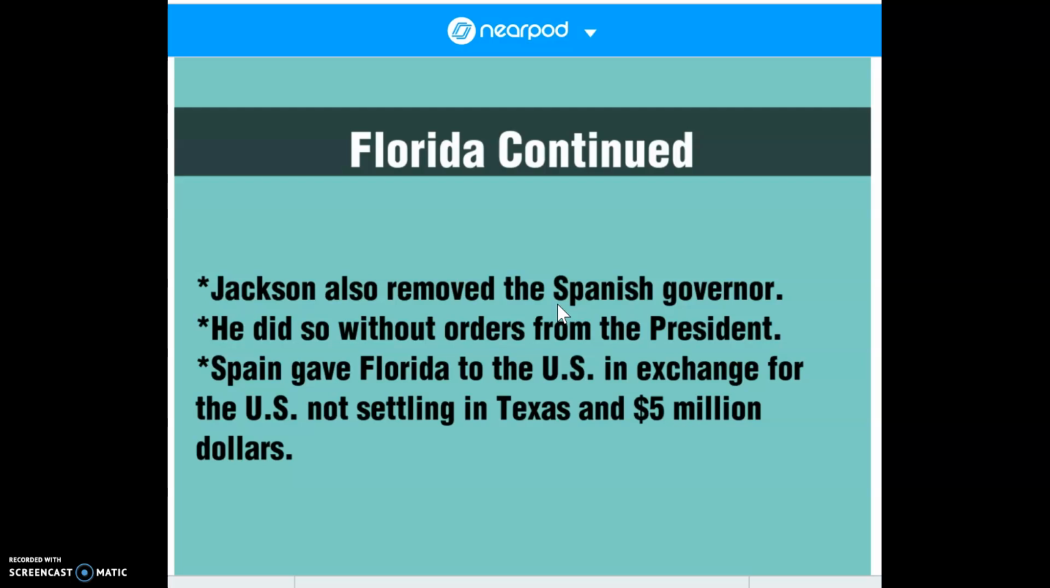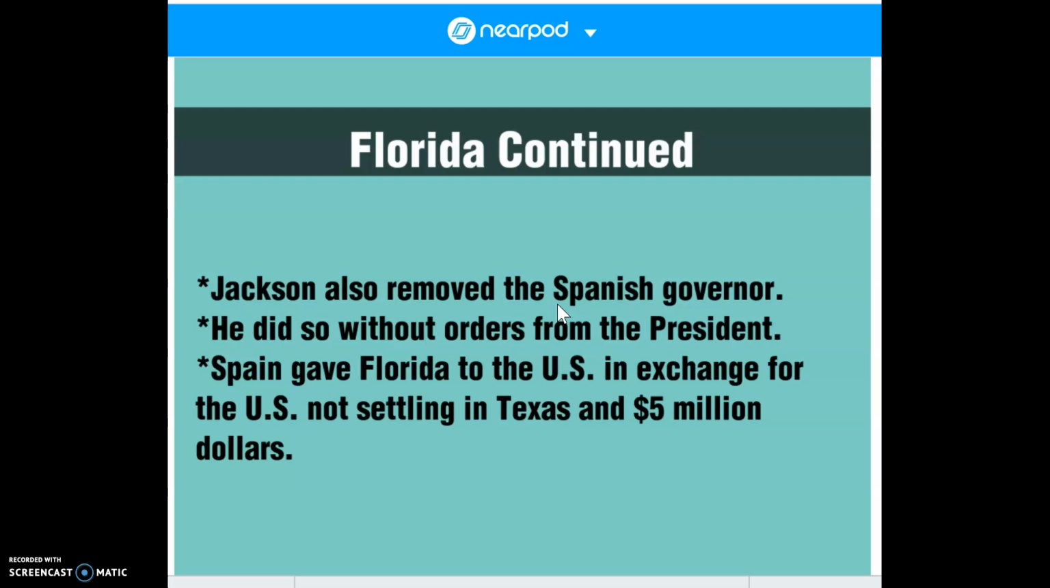Because he did so without orders from President Monroe, this is kind of a problem. He's kind of taking liberties that he didn't have to take. So Spain is in a position where they could potentially declare war on us. They could say, hey, you guys invaded us, that was an act of war, and we're going to declare war on you back. So this was a really bad spot that Andrew Jackson put President Monroe in.